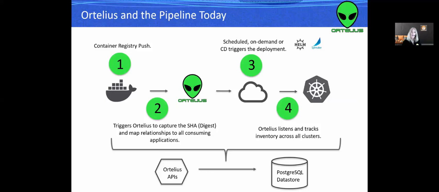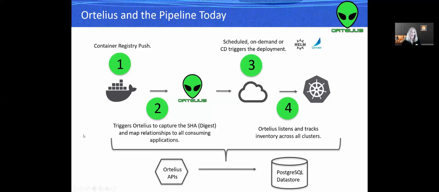Once the deployment occurs, we are notified. Again, we track the deployment, and we are notified where it went to. We would call Helm, in this case Helm or Spinnaker, and we would get feedback that says this microservice has now been installed into this cluster. So Ortelius listens and tracks the inventory across all clusters. It has a full set of APIs that we can work with, and it has something that I consider very important to this particular problem set, which is this data store.